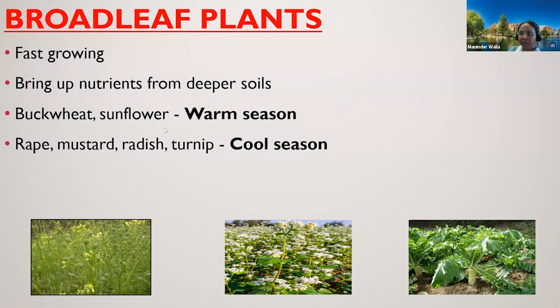In the warm season, we can include buckwheat, sunflower, and safflower, and in the cool season, it can be mustards, rapeseed, radish, and turnip. These can be seeded into the soil. This is another cool one, the camelina, that I will be demonstrating and sharing some findings that I have worked with. It's not only a cover crop, it's a cash cover crop, and the seed from this can be harvested, and then we can get the oil out of it, which can be used as food and feed.